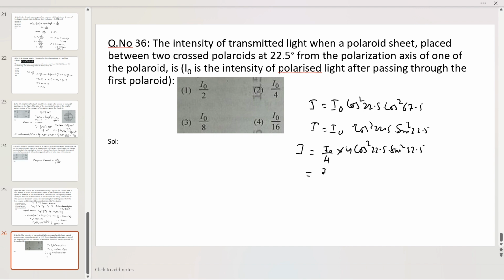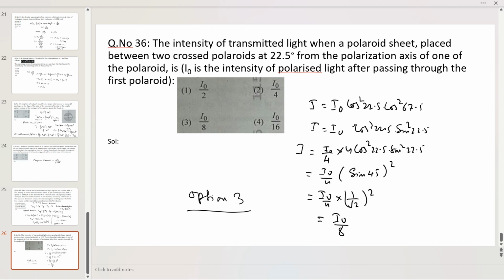So this will be I naught by 4 into (2 sine theta cos theta, that is sine 45 degrees) the whole square. So this is I naught by 4 into (1 by root 2) the whole square, which is equal to I naught by 8. So this is your third option, option 3 is your answer. So this is your second phase. I have dealt with the second phase questions.